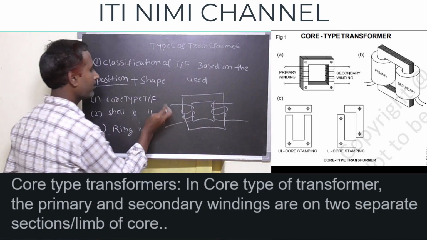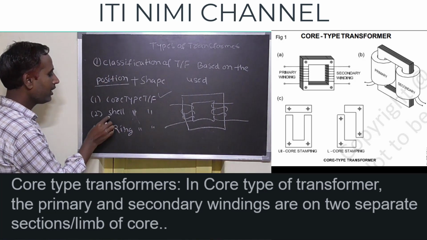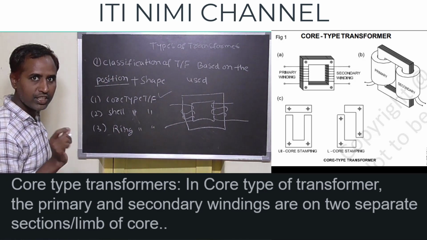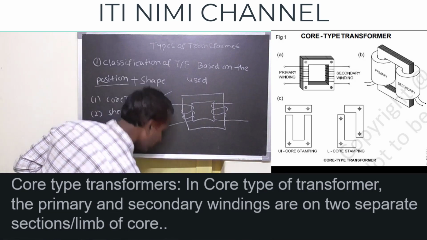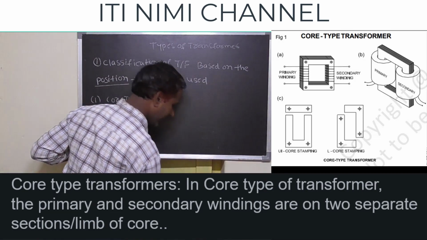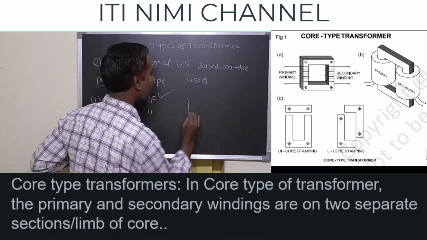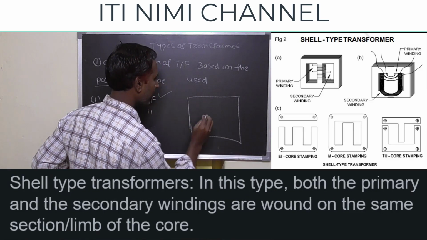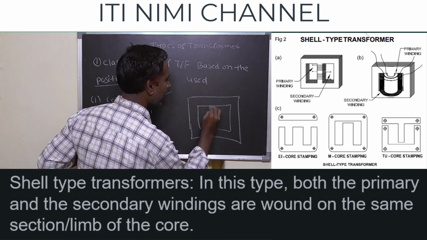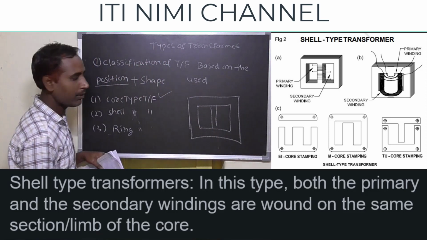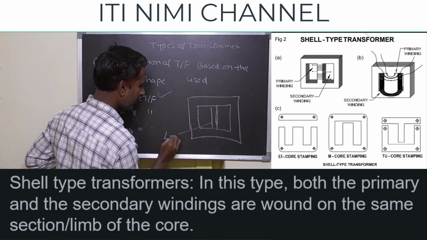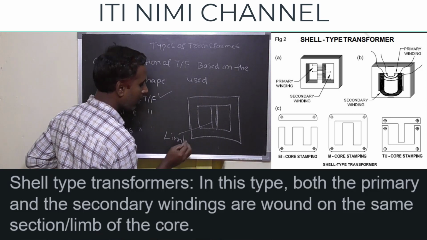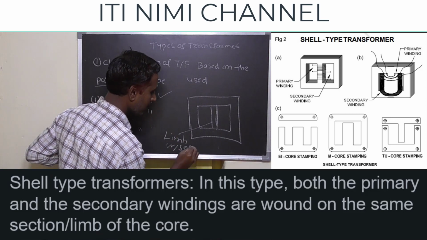Okay, this is clear. The second one is shell type transformer, because in a shell type transformer the primary and secondary windings are wound on the same limb or same section. See here. Okay, this is a shell type transformer. This is the same limb. We will say this is a limb, or we say section.